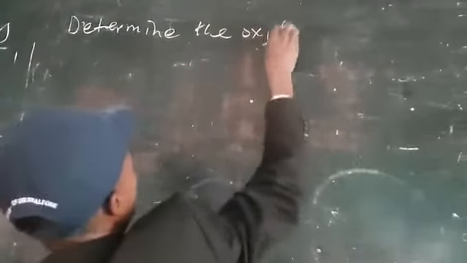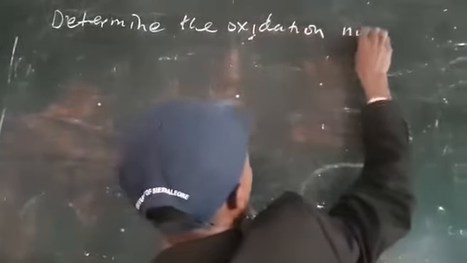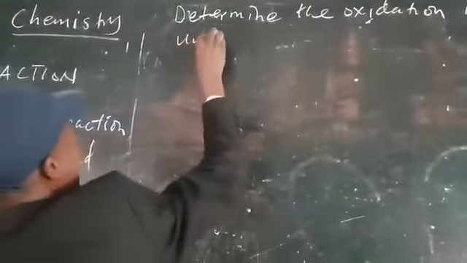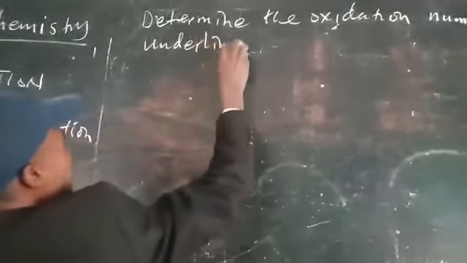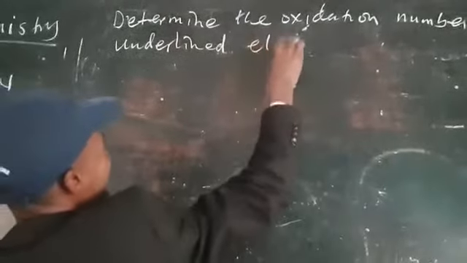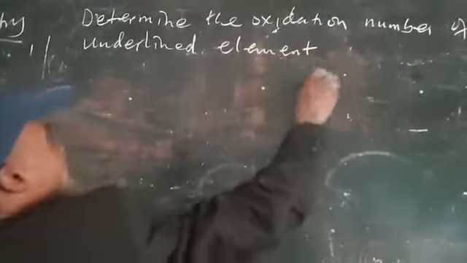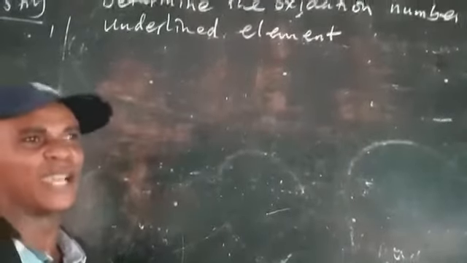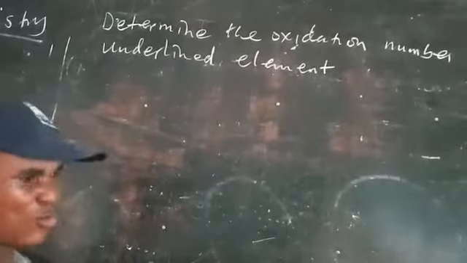Now we can get at least 2 or 3 examples that will help, and those examples will now be, for instance, we can say determine the oxidation number of the underlined elements. We are now asked to get the oxidation number of the underlined element. That means any element that I underline here, you determine the oxidation number of that element. That is what I now want to do.